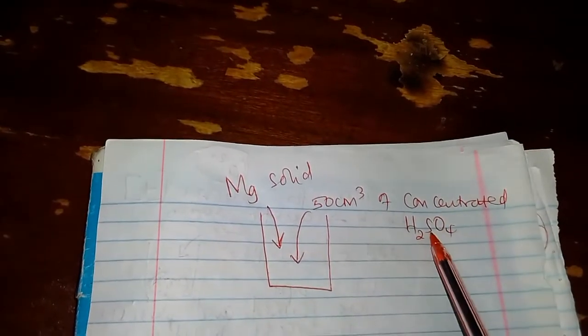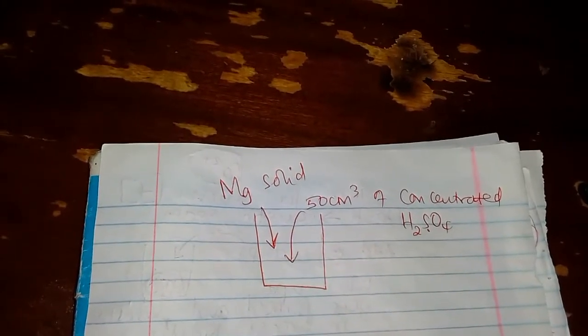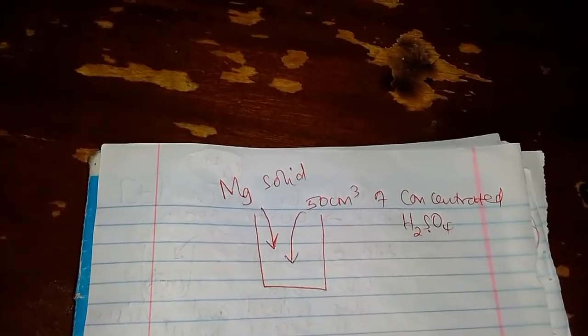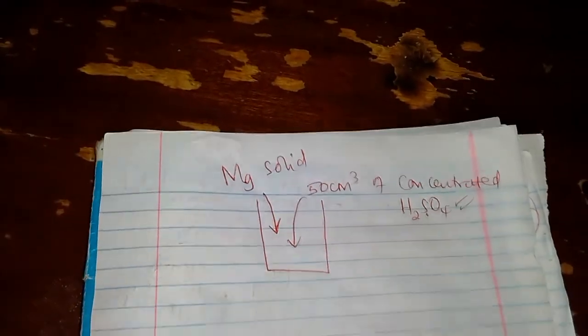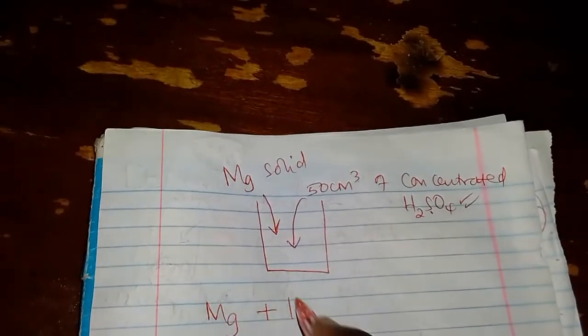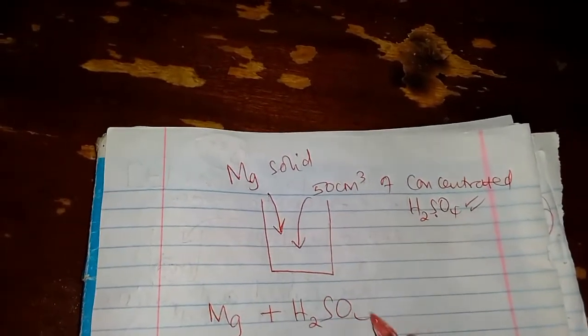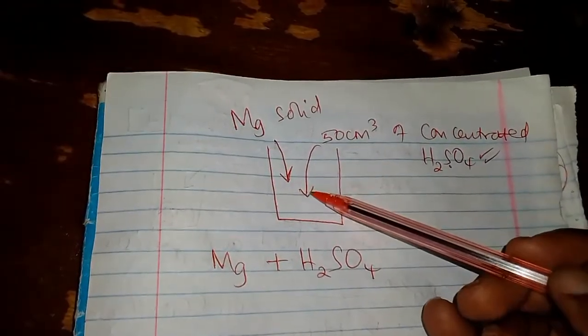Obviously the magnesium will react with the concentrated sulfuric acid to give us magnesium sulfate, sulfur dioxide, and water. Why? Because the acid is concentrated. So we shall have magnesium reacting with sulfuric acid in this case. What you need to note is that this reaction is going to be exothermic.